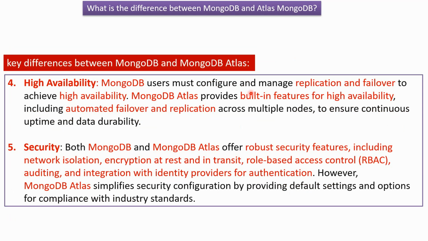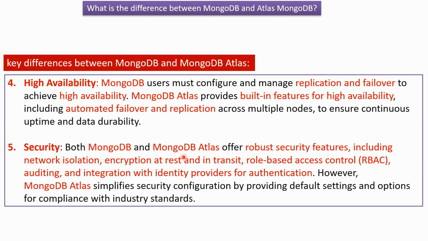MongoDB users must configure and manage replication and failover to achieve high availability. MongoDB Atlas provides built-in features for high availability, which includes automated failover and replication across multiple nodes to ensure continuous uptime and data durability. Fifth point is security.